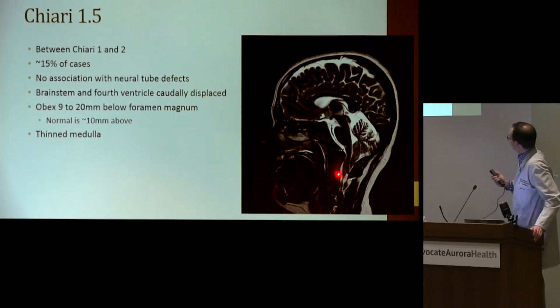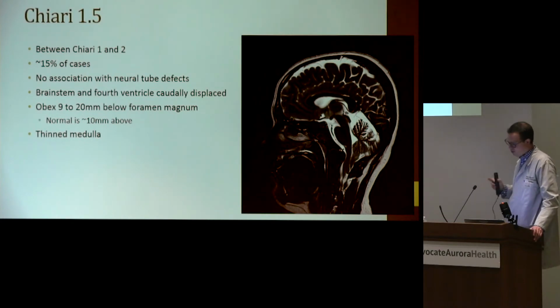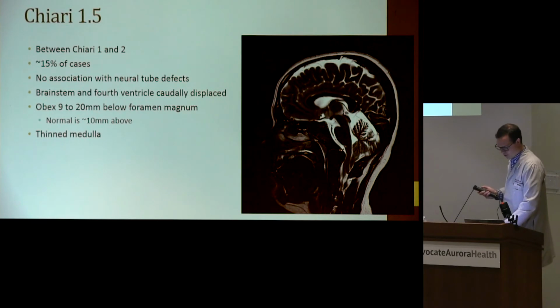One of the key things to look for is the position of the obex, which is about right here in this patient. Normally, that's about a centimeter or so above the bottom of the skull, and in Chiari 1.5, on average, it's about that far below the skull. Okay, so that's one of the things that we always look for. And then you have thinning of the medulla, just because it's getting kind of squeezed down through the foramen magnum at the bottom of the skull.